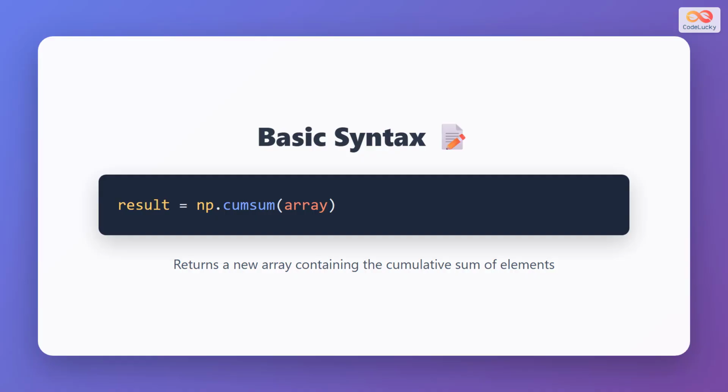The basic syntax for cumulative sum is straightforward. You call np.cumsum and pass in your array. The function returns a new array containing the cumulative sum of elements. The original array remains unchanged. This simple syntax makes it easy to calculate running totals with just one function call.